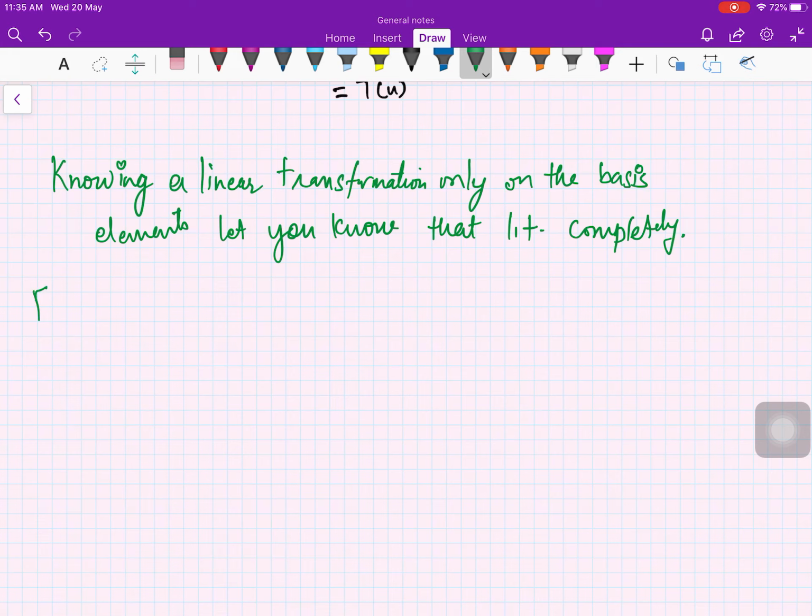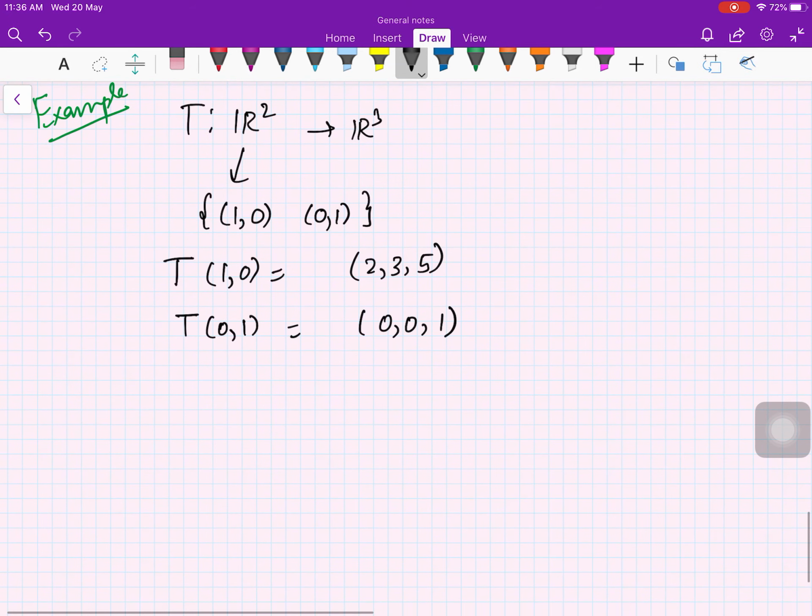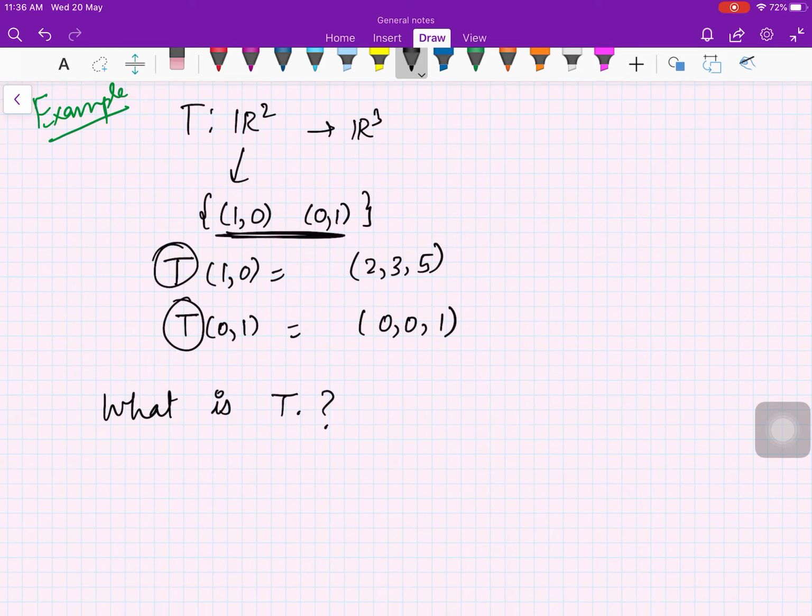For example, say you have a linear transformation from R2 to R3 where I have a basis (1, 0), (0, 1), where I am telling you that T of (1, 0) is (2, 3, 5) and T of (0, 1) is (0, 0, 1), and I am asking you what is T, right? So you see, you know T on the basis elements, so it means that you know T completely.